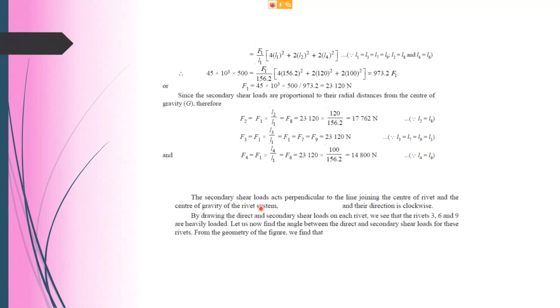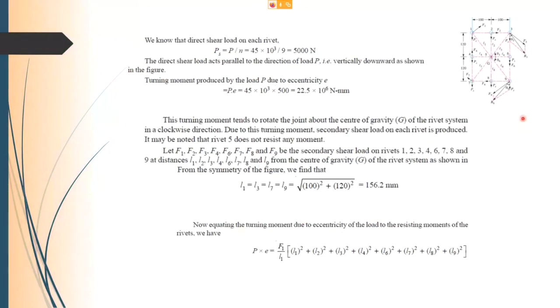The secondary shear load acts perpendicular to the line joining the center of the rivet and the center of gravity of the rivet system, and its direction is clockwise. So by drawing the direct and secondary shear load on each rivet, we see that rivets 3, 6, and 9 are heavily loaded. The easiest way to see this is to look at this diagram here. Rivets 3, 6, and 9 are the closest to the 45 kilonewton load. So we assume that these three rivets will pick up the maximum load.